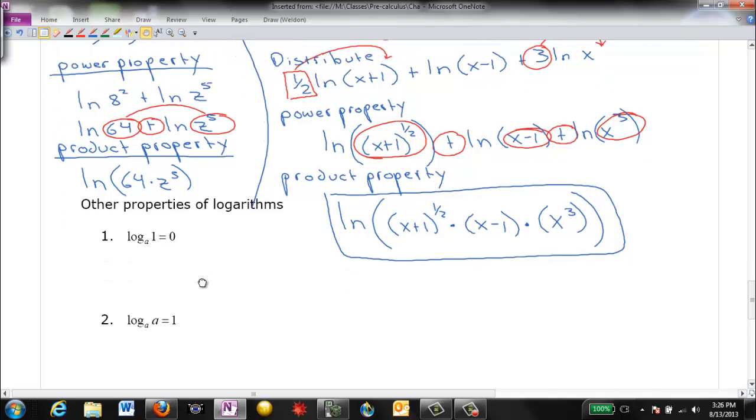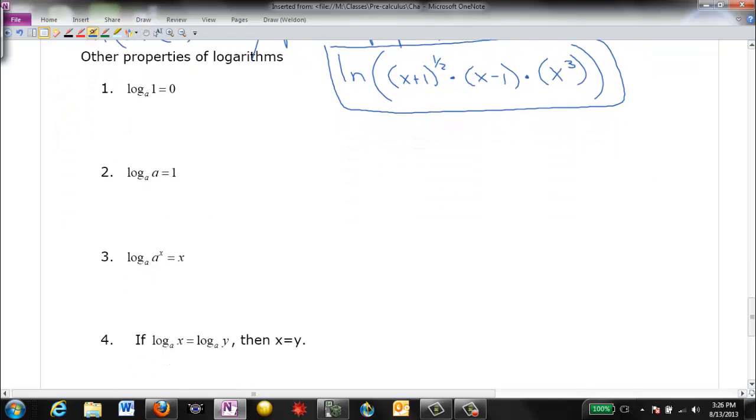Okay, some other simple properties that we need to cover on logarithms. I have 4 of them here that I want to make sure I touch on and that you have as a reference in your notes. So the first one says the log base a of 1, right? So a can be any base or any number that you would like. So the log of any base of 1 equals 0.